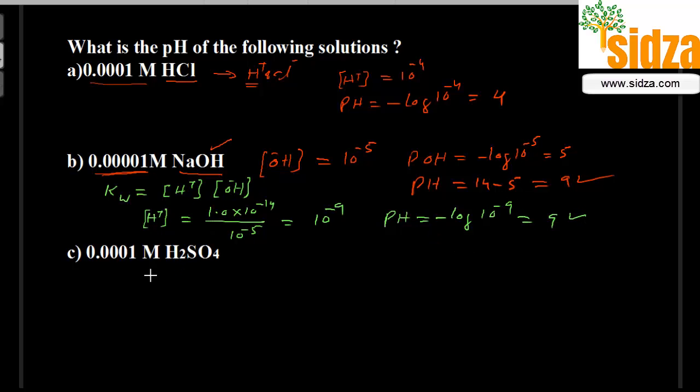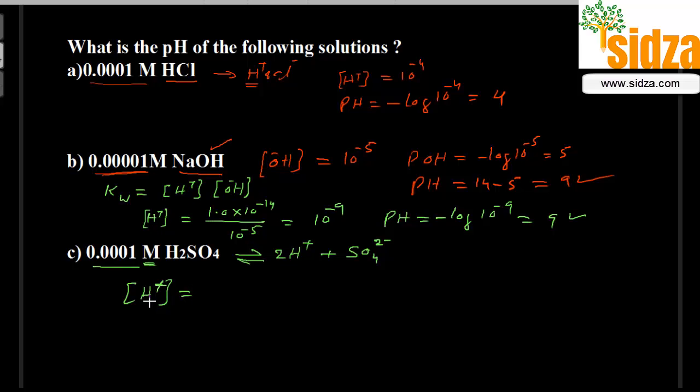Now look at the sulfuric acid. Its molarity is 0.001, that is 0.001 mole of H2SO4. But look at the H2SO4: 1 mole of H2SO4 produces 2 moles of H plus ions and 1 mole of sulfate ion. So in this case, what will be the H plus ion concentration? It will be 2 times the molarity, right? Because 1 mole of H2SO4 produces 2 moles of H plus ions.